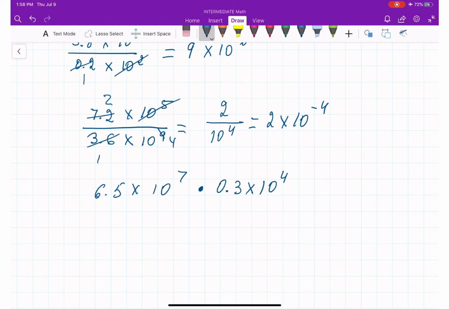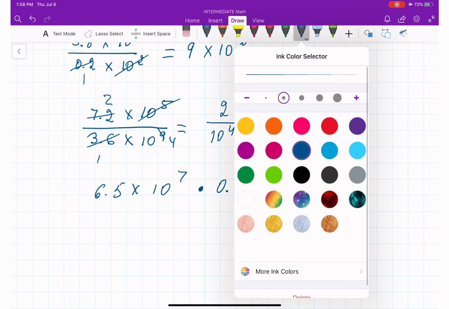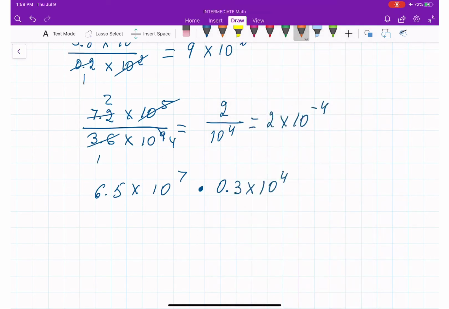Since it's all multiplication, what I can do is take 10 to the power 7 and multiply by 10 to the power 4 because we have the same base, correct? That is 10 to the 7 times 10 to the 4. It's going to be 10 to the 11, yes?